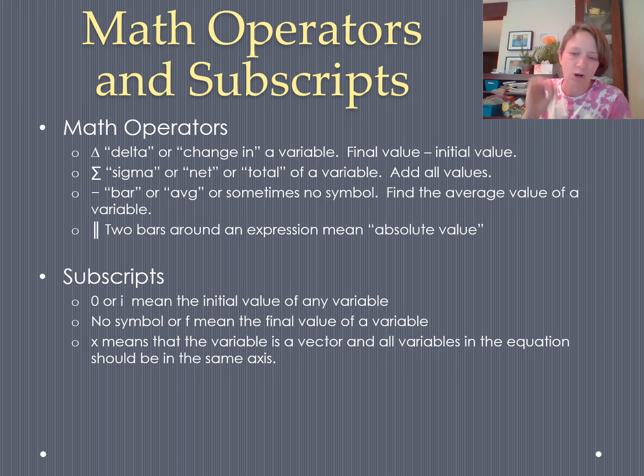If you see a 0 or a little i, that means you want the initial value of that variable, so whatever that value of that variable is when time is starting. If there's no symbol or an f, it usually means that we're talking about the final or the ending value of a variable. And if you see equations that have an x in them, that's usually giving you a hint that that variable is a vector and you need to be considering just the x-axis, or any axis you can use, but just a single axis in order to use that equation correctly. And I'll explain this again in the next slide.